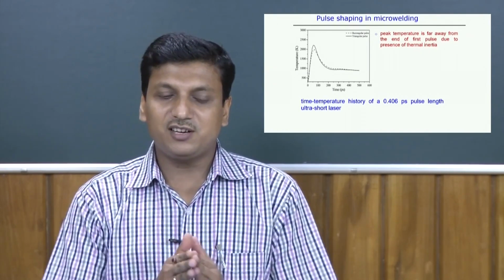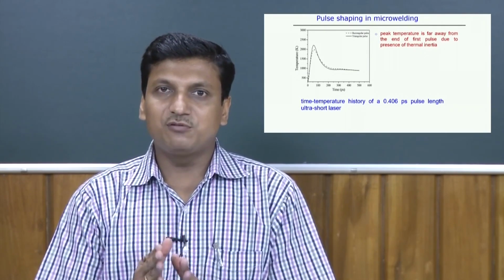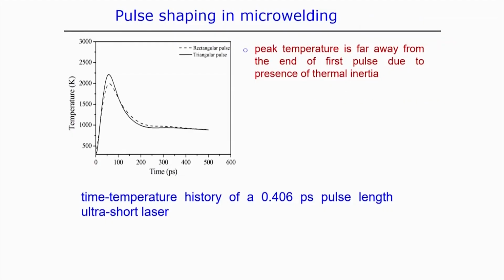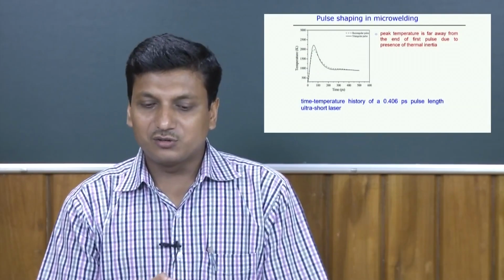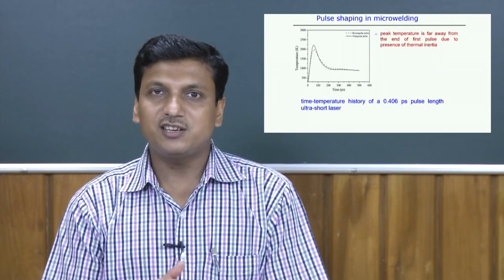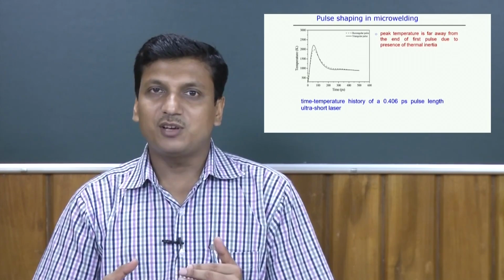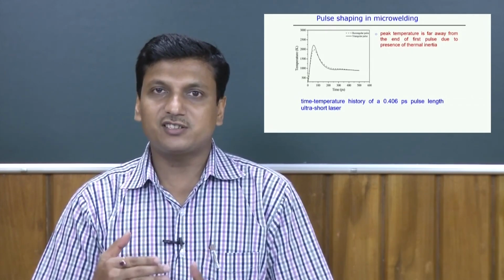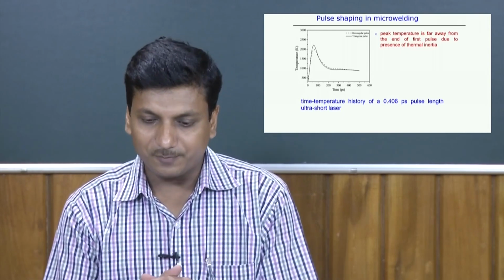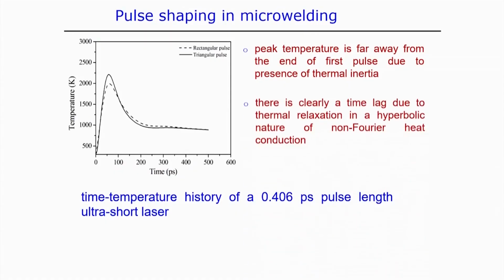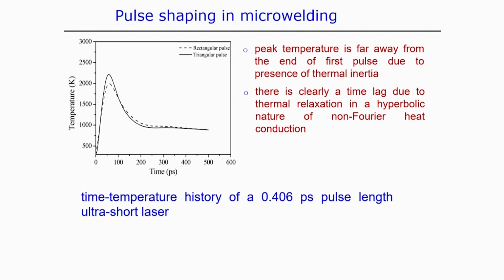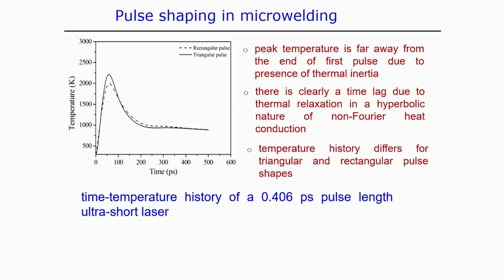So, here if you see, there is a gap to reach the peak temperature and the end of the pulse, and even to reach the peak temperature there is a little bit of gap. This gap happens due to the thermal inertia effect within the body, because of the interaction of the femtosecond pulse with the substrate material. Another observation is that there is a time lag due to the thermal relaxation in the hyperbolic nature of the non-Fourier heat conduction that we have considered in this case, and of course, the temperature history differs with respect to the triangular and the rectangular pulse.